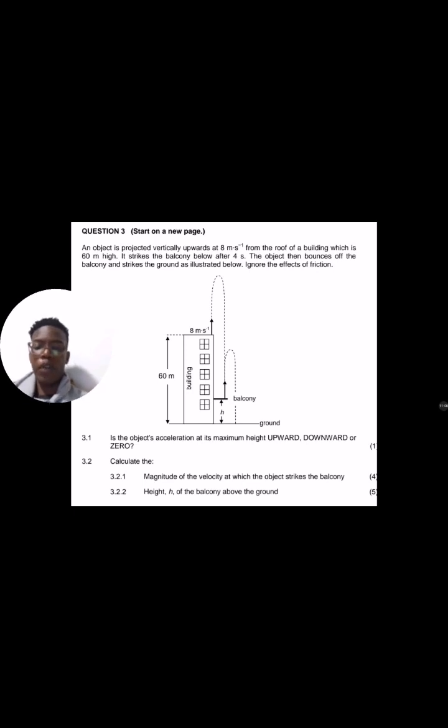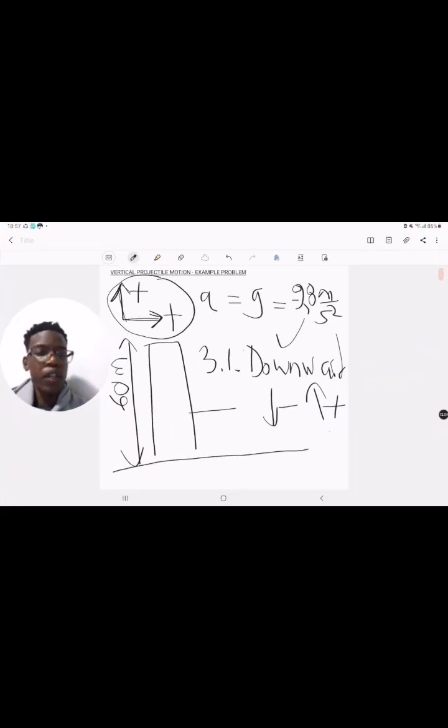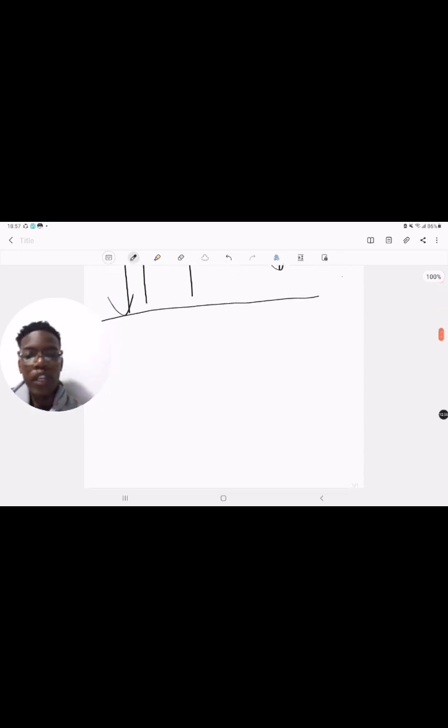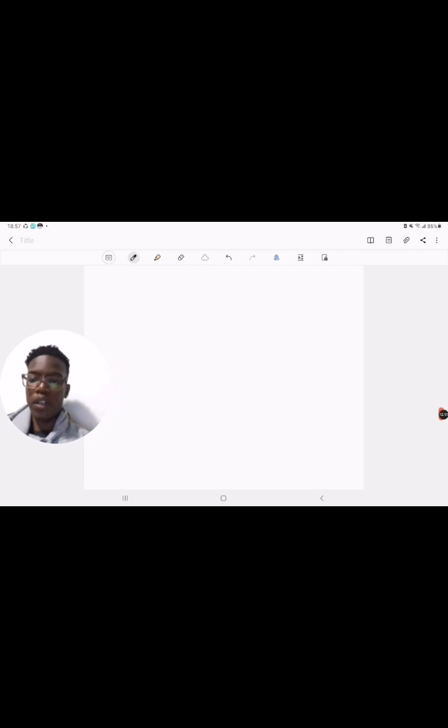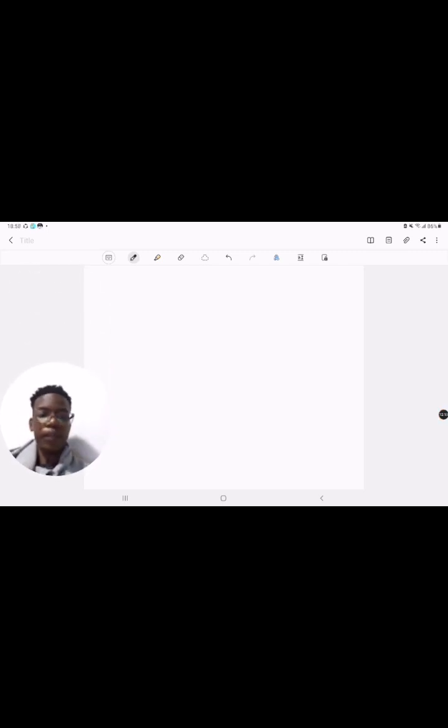Question 3.2.1 says calculate the magnitude of the velocity at which the object strikes the balcony. Okay, so first let's gather our information. Let's go back to my video. This I'm going to leave here and then I'm going to move on to the next page. This icon is quite big, I don't know how to make it smaller. Anyways, okay, so for question 3.2.1.